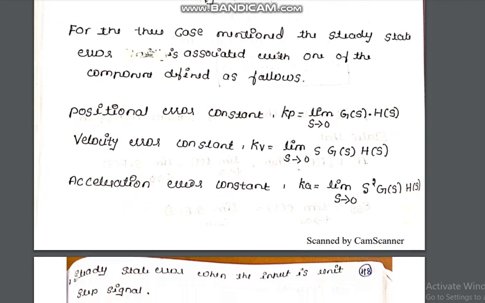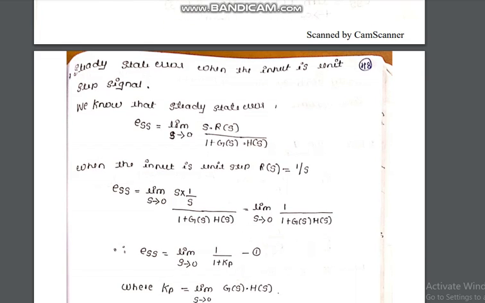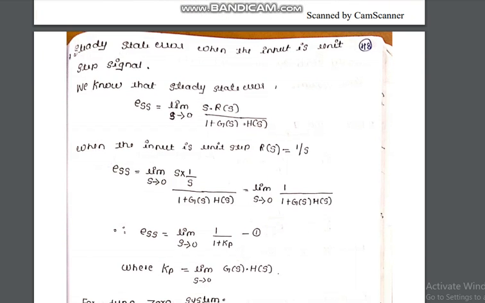So next, steady state error when the input is a unit step signal. We'll find out now the steady state error when the input is a unit step signal. We know that steady state error ESS will be given by limit s tends to 0 of s R(s) divided by 1 plus G(s)H(s). And when the input is a unit step input, R(s) is equal to 1 by s.